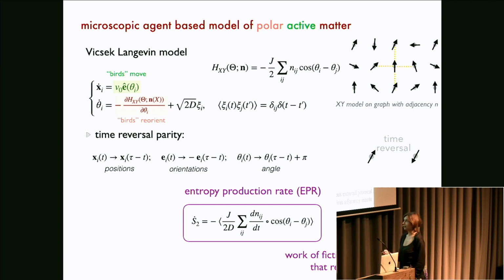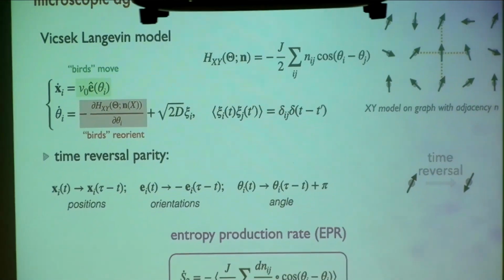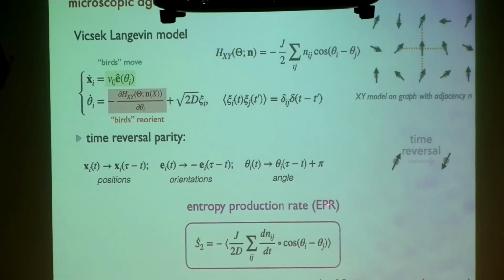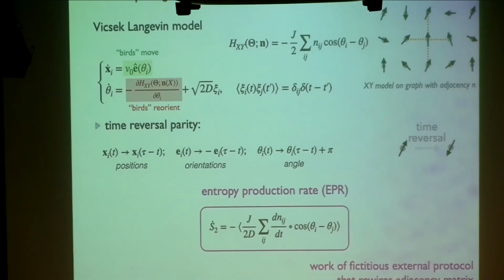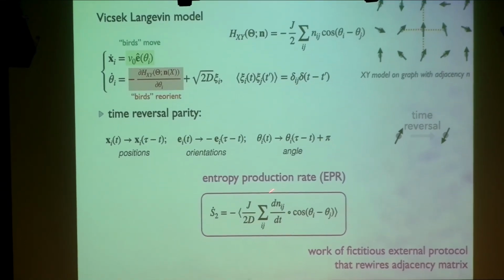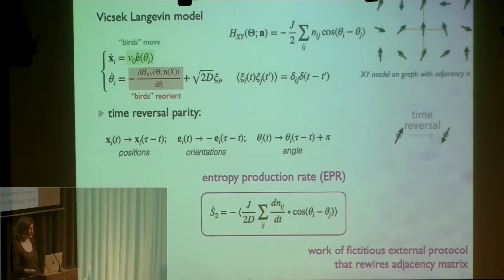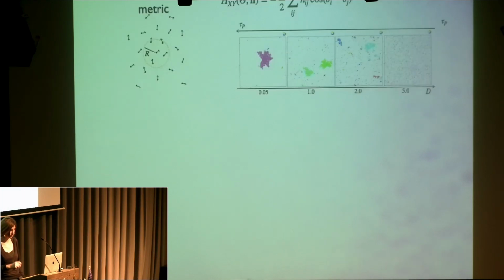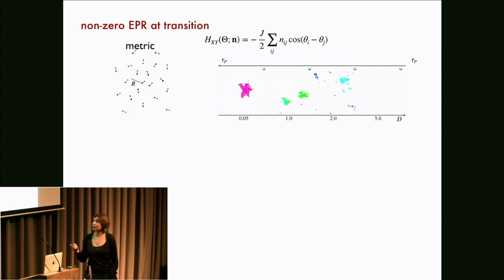And so we can turn the crank, and we can actually calculate for this specific model the value of an equation for the entropy production rate, which I'm showing to you not to torture you in the afternoon, but because you see that it's basically proportional to this dn/dt term, which tells us how fast the network reorients. This whole thing is equal to the work of a fictitious external protocol that rewires precisely this adjacency matrix, because there's nowhere else that the non-equilibrium thing can come from. So we consider the specific type of these models where the interaction is metric. We also consider topological for the aficionados, but I don't have time for that, basically.